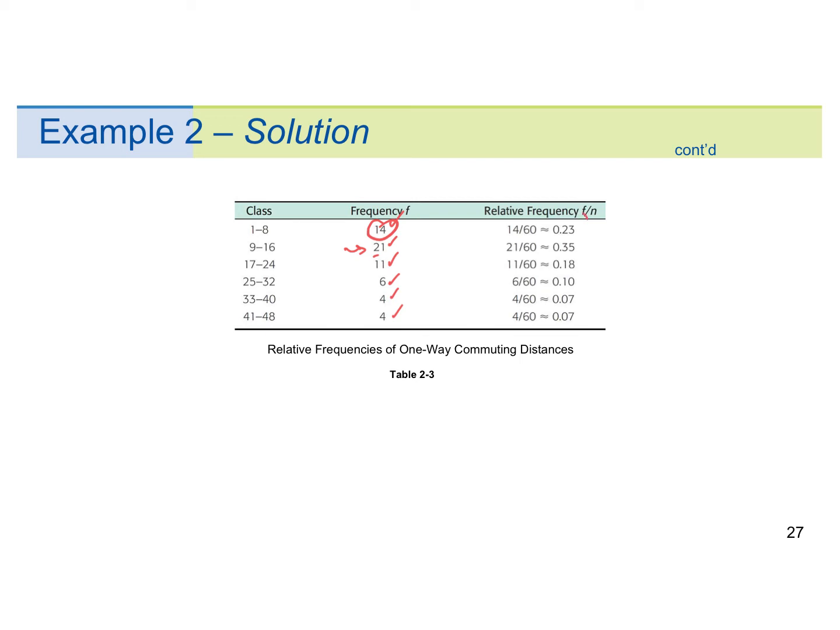Axes are going to deal with our frequencies. So we look at our largest relative frequency, which is 0.35. So 0.23, 0.35, then 0.18. The next one right here is 0.10.